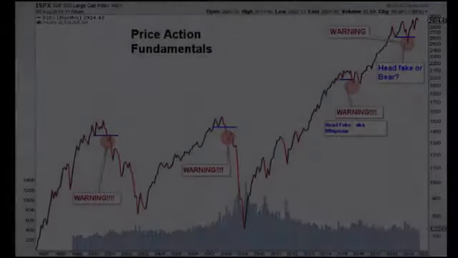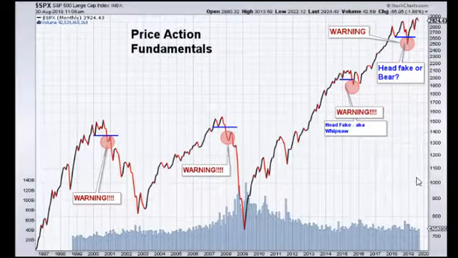Now, this next chart that I'm going to show you is a monthly chart of the S&P 500, and it's a line chart, and this is what people call a head fake, a bear fake, or a bull trap or a bear trap. All right, so let's check it out. All right, let's talk bull and bear traps.